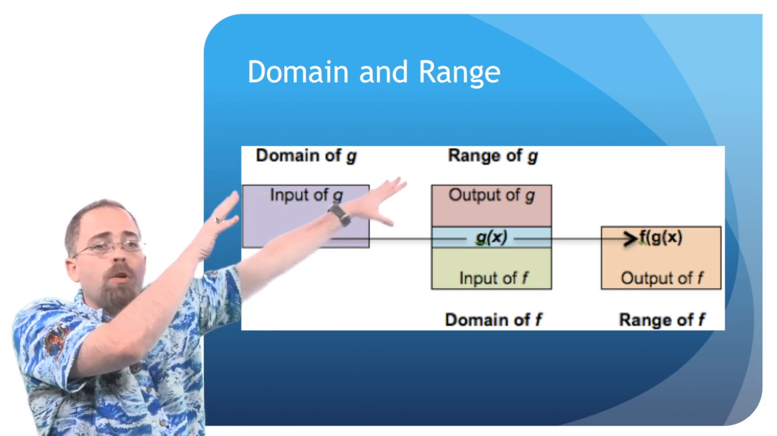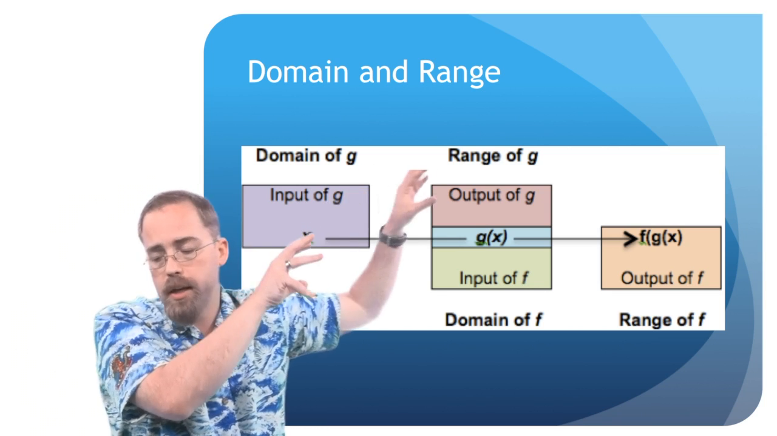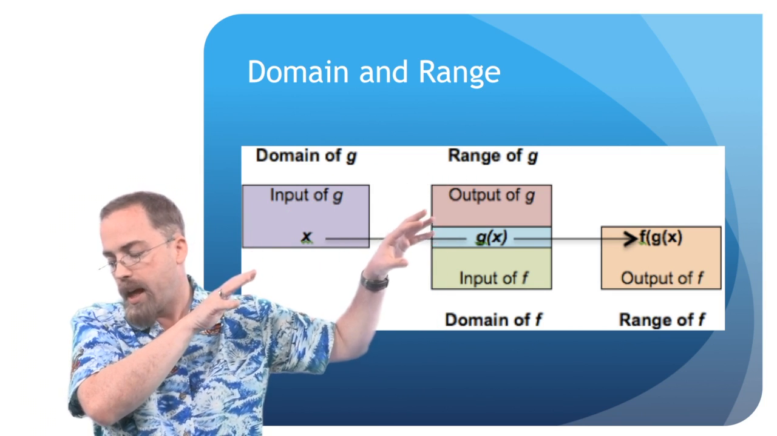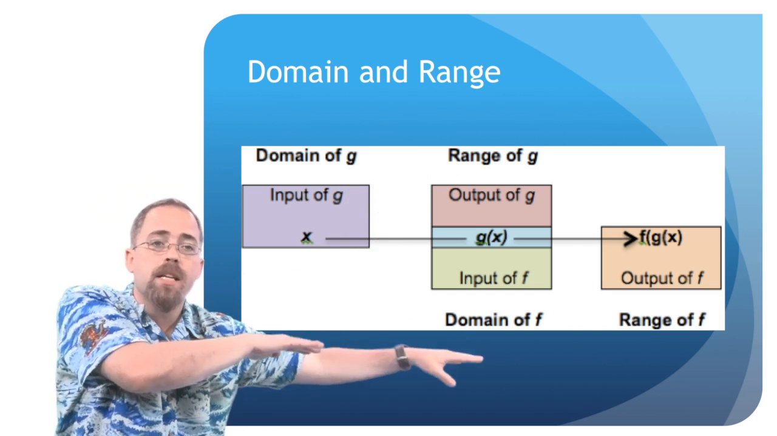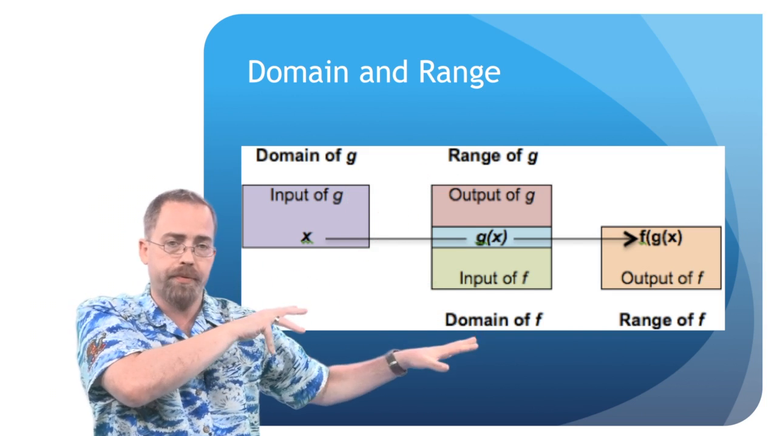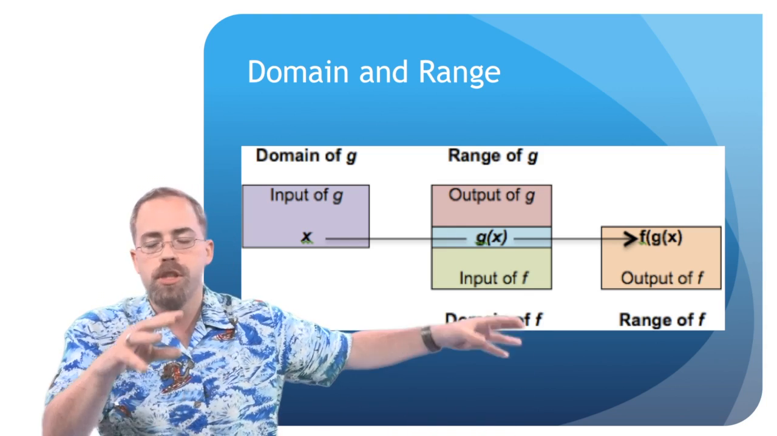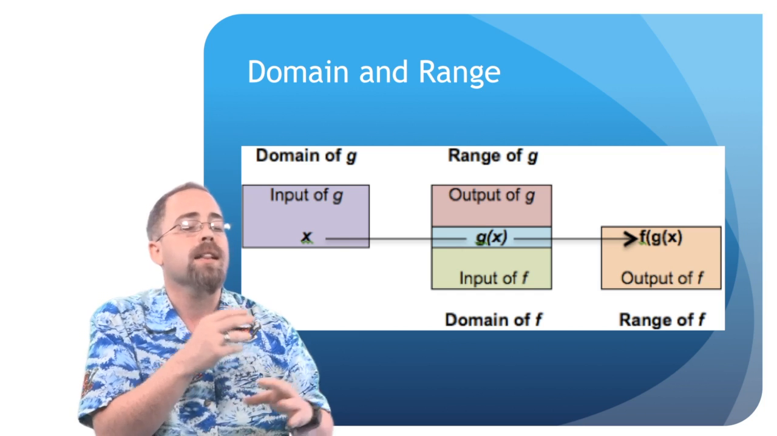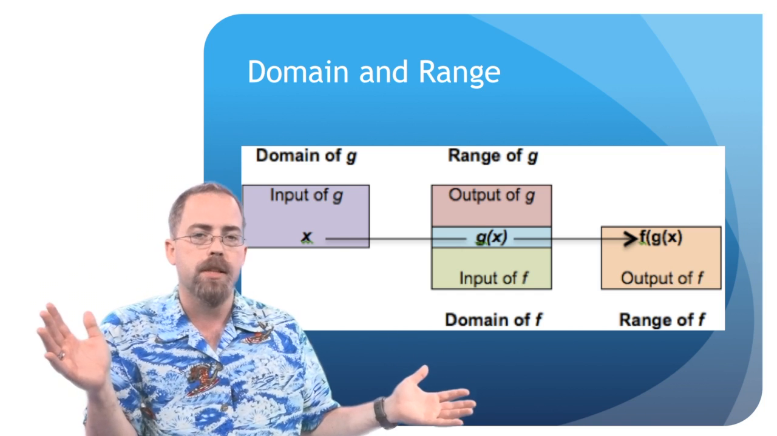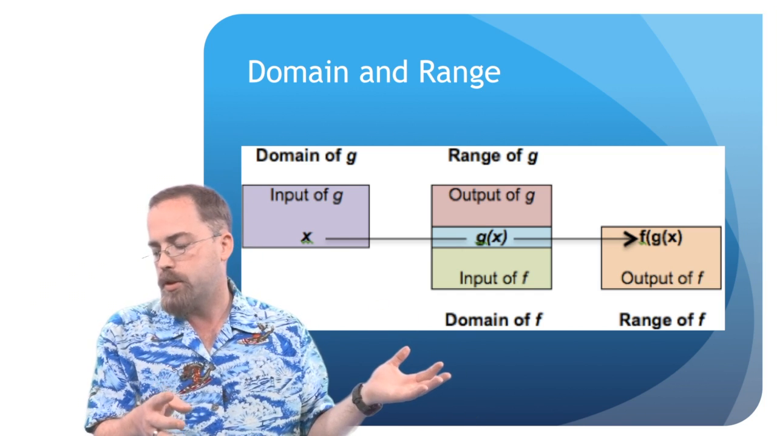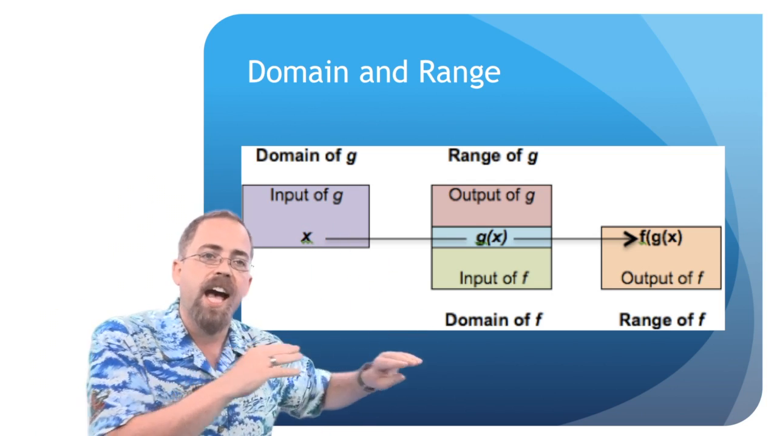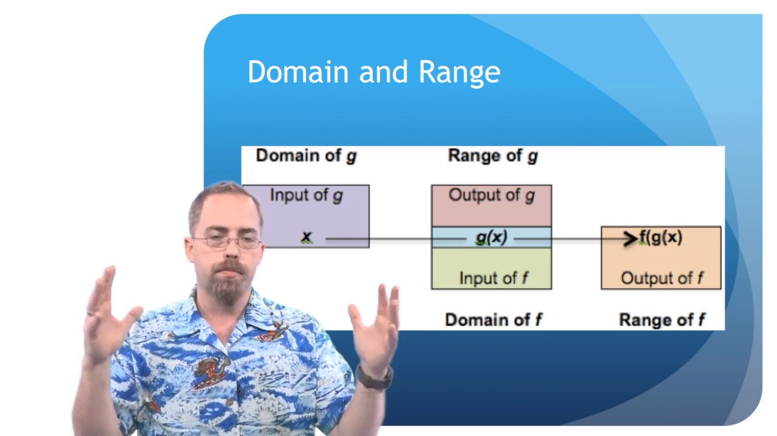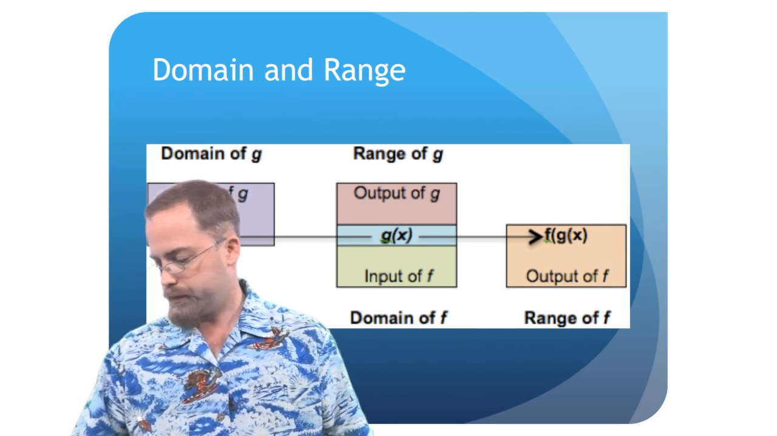Then you output from g and see what it does as a range of outputs. And that becomes the input for f. What has been outputted by g is inputted by f, and f may have its own restrictions. It may not like everything that g tries to give it. That might not be part of its domain. And then that gets even further outputted by f, and you get the output of the composition of functions.